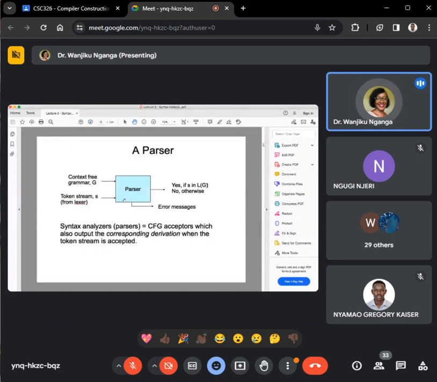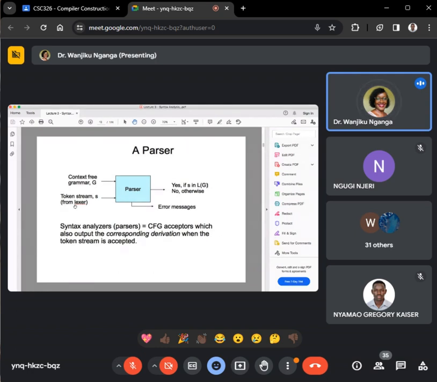So we have the parser in the middle here, and the two inputs that it uses, of course. The first one is the context-free grammar. You've already come up with a mini grammar that you're using for your project. So there it defines all your non-terminals and terminal symbols and the rules that derive a particular non-terminal to a terminal symbol. So that is the reference that the syntax analyzer has.